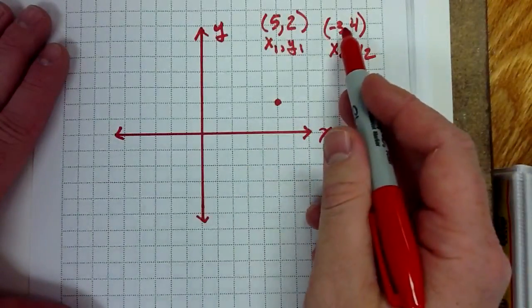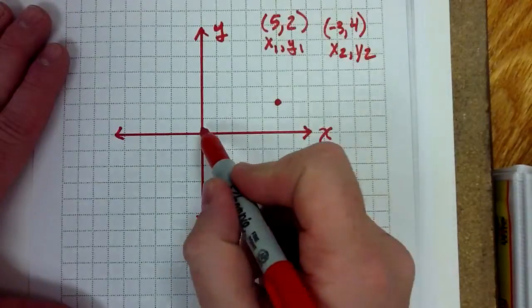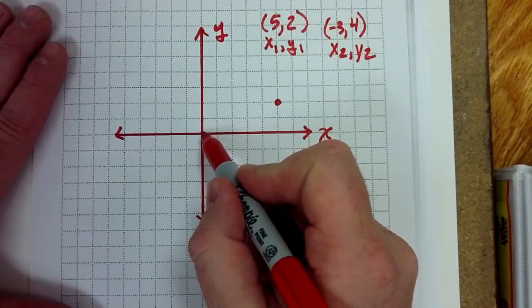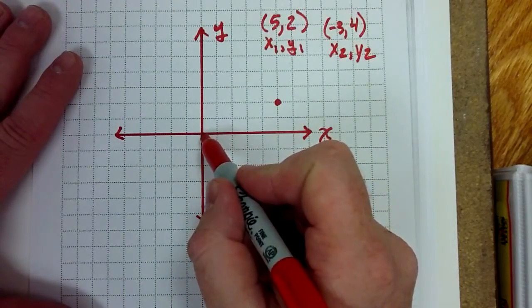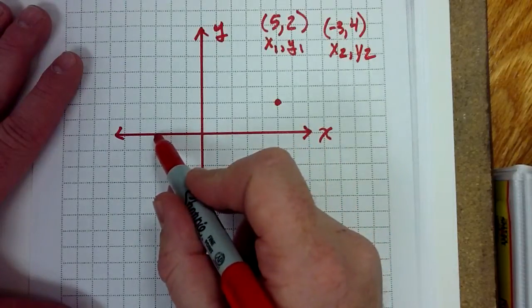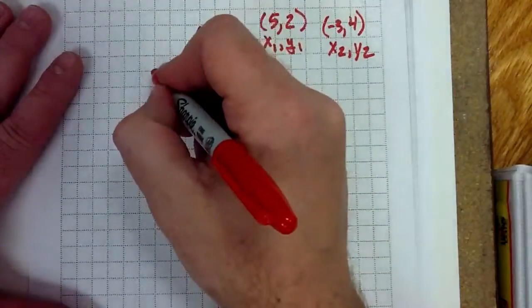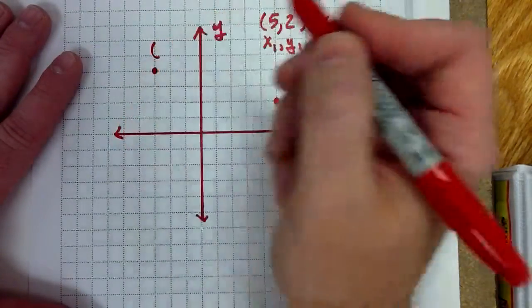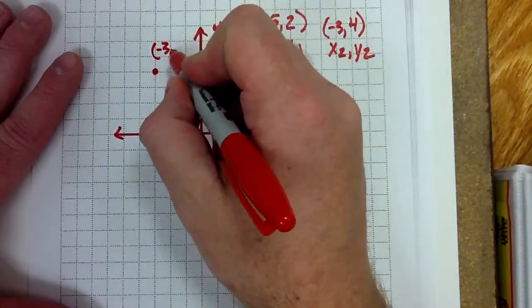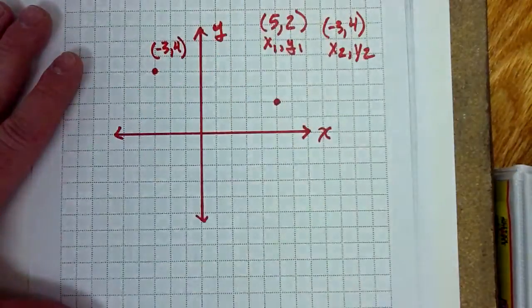So now since -3 is in the x sub 2, I'm starting at 0, 0 always. And I go left 3. 1, 2, 3. Then I'm going to go up 4. 1, 2, 3, 4. And I put my point here. That ordered pair is listed as -3, 4.